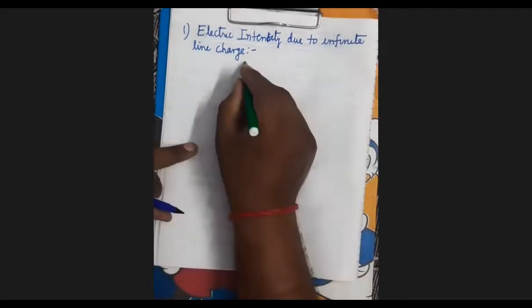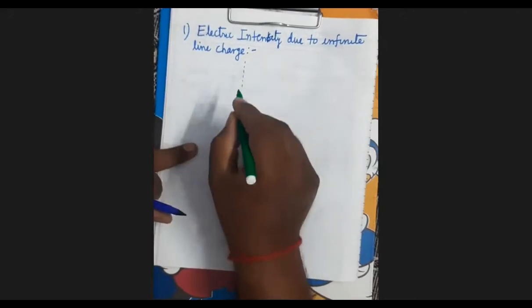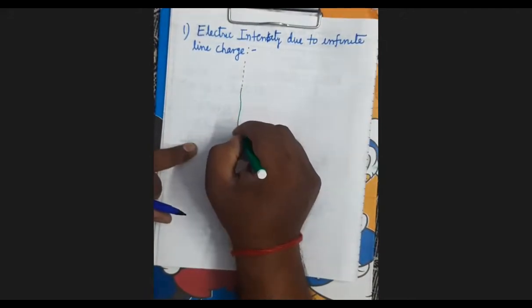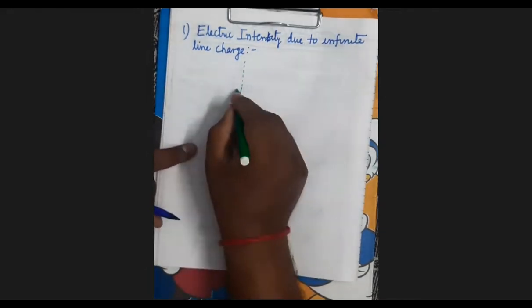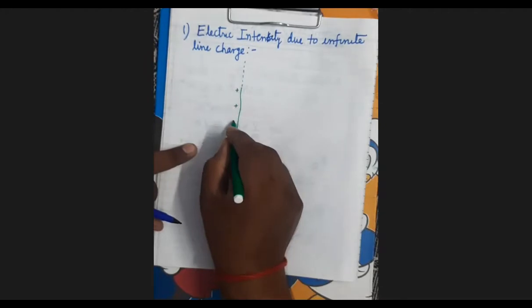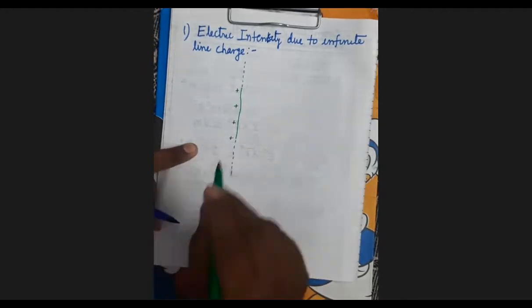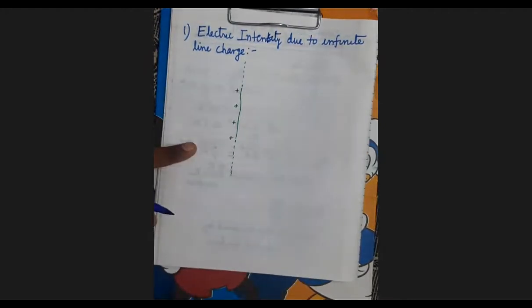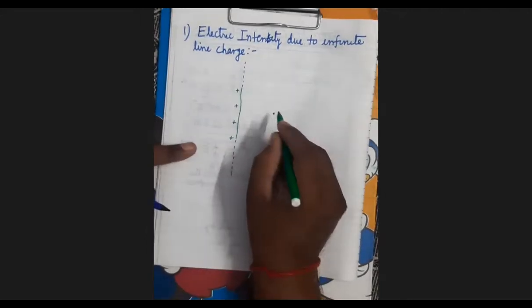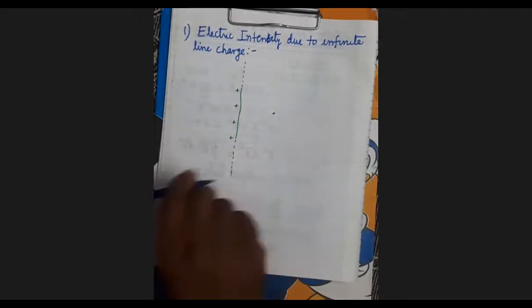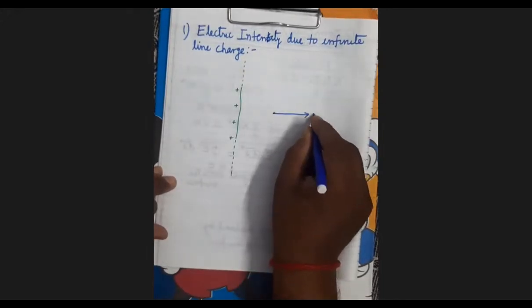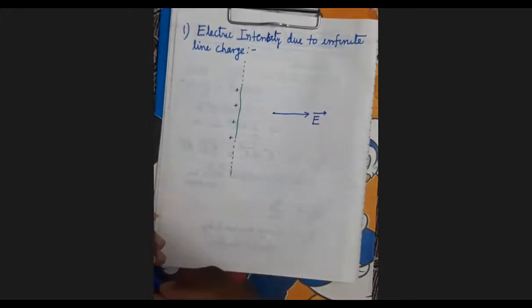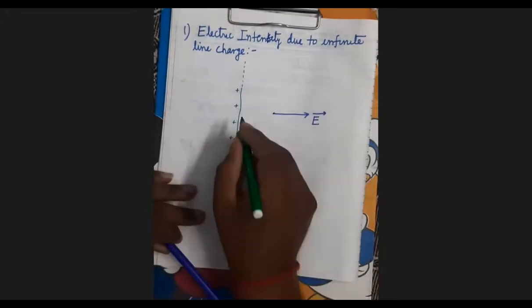Here it is. This is an infinitely long wire, which is why it is dotted on either side. It is a uniformly positively charged wire. What will be the electric intensity at any point? It will be normal to the wire and away from it. This will be the direction of intensity.